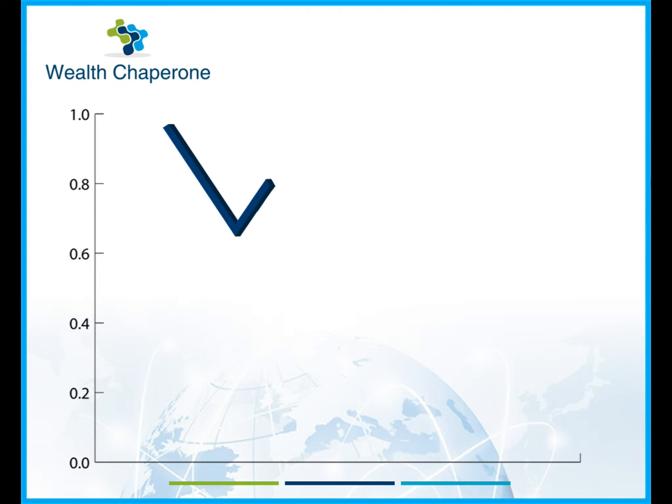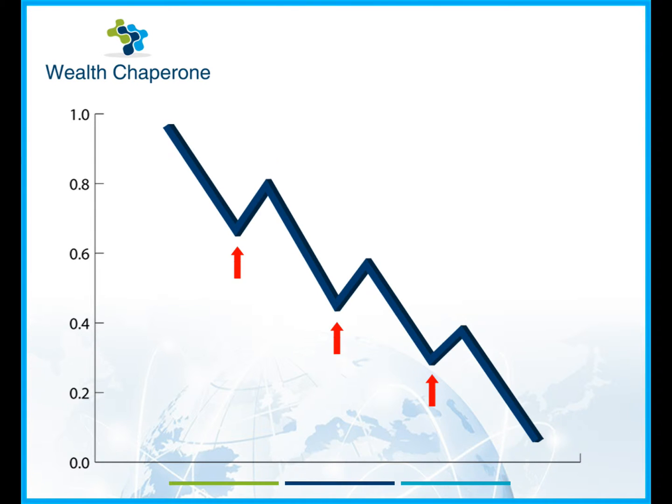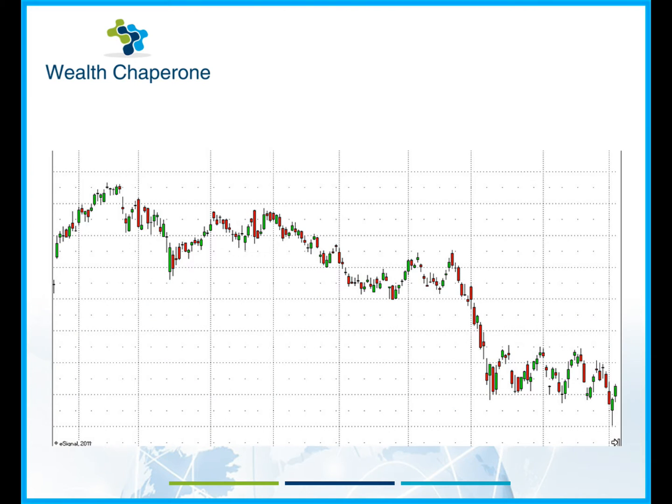A downtrending stock is very similar. It usually moves down, takes a break, moves down again, takes a break, and so on. Here is what it looks like on a real chart. You can see that the highs are getting lower and the lows are also getting lower. Clearly, this stock is in a downtrend.